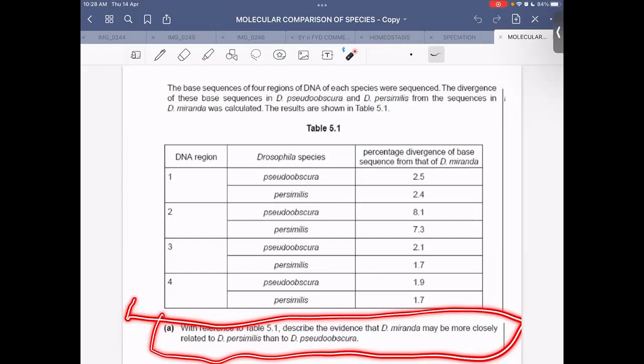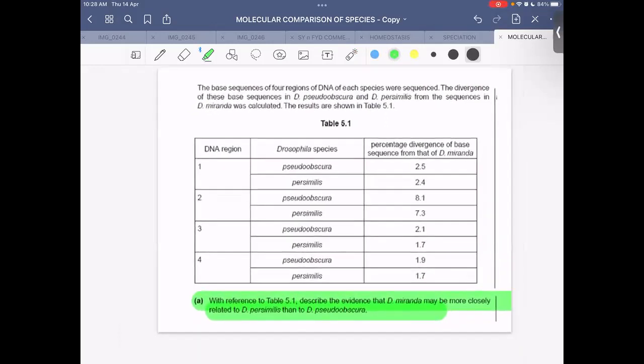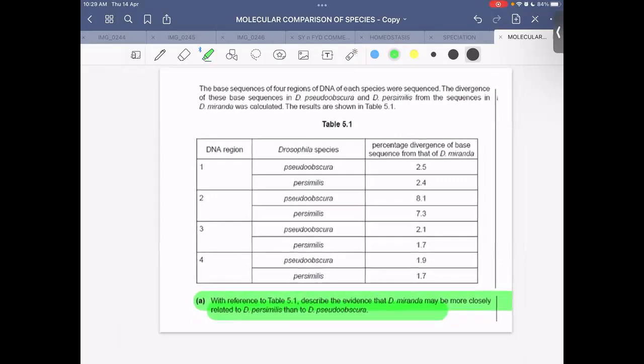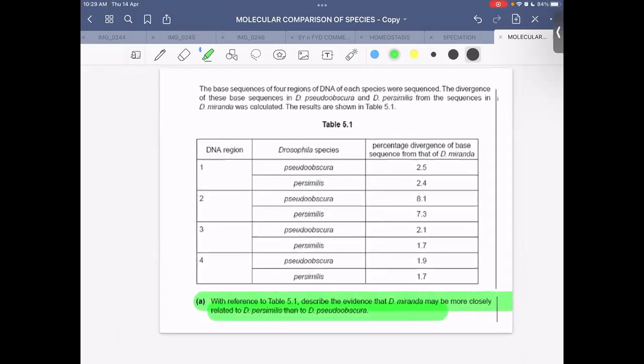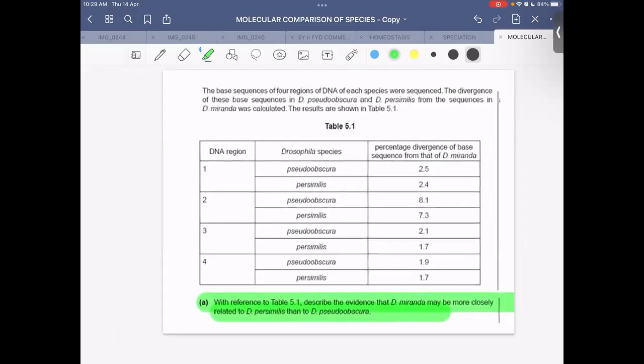Okay, so with reference to table 5.1, describe the evidence that Drosophila miranda may be more closely related to persimilis than to pseudoobscura, right? Again, I'm repeating, with reference to table 5.1, describe the evidence that Drosophila miranda is more closely related to persimilis than to Drosophila pseudoobscura.